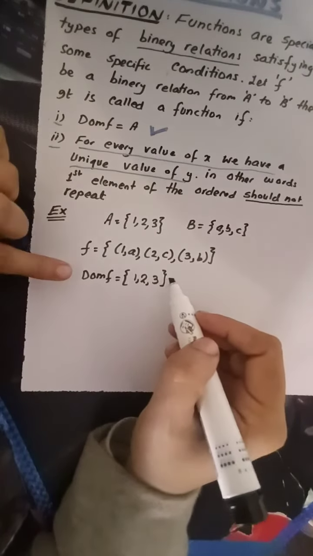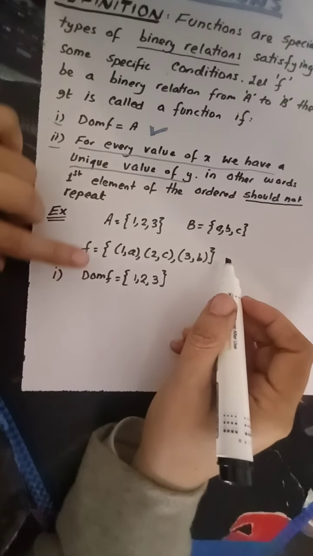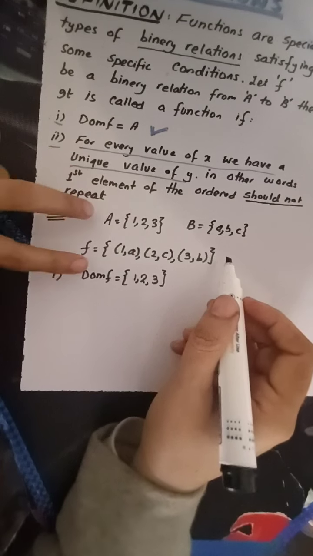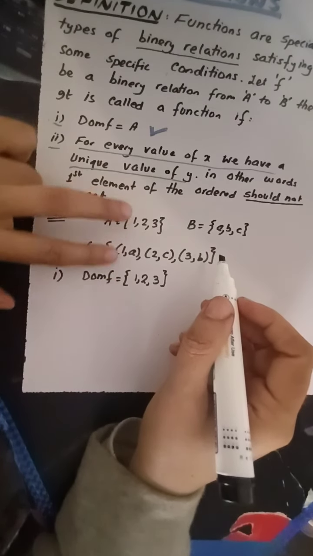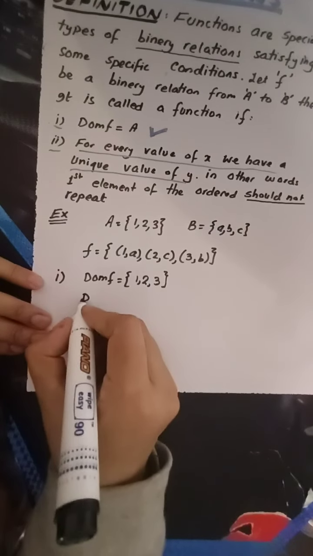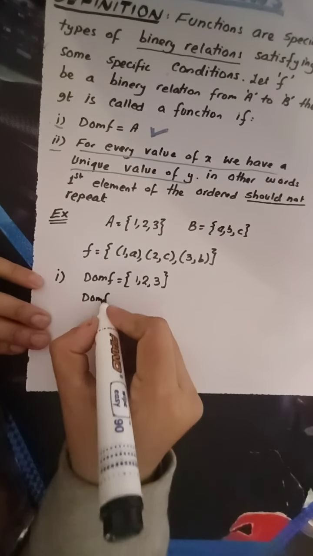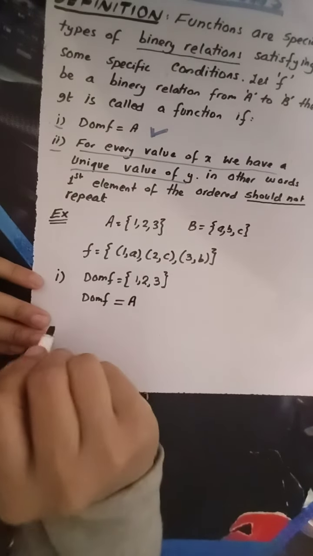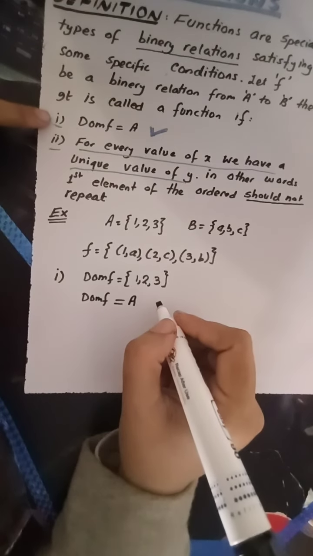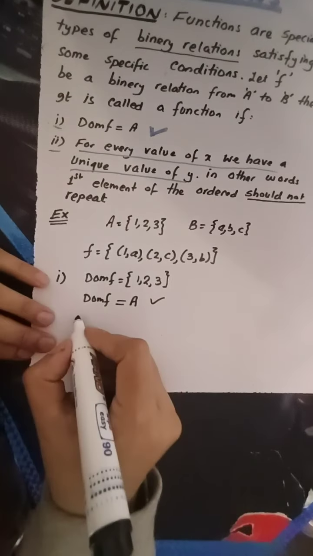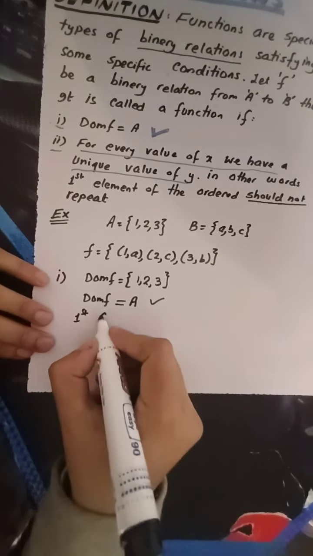Now the next step is to compare this domain of the binary relation with the set A. If you compare both these sets, they are exactly equal. It means I can write that the domain of the binary relation that we obtain is equal to the set A. So it means that the first condition is satisfied. Okay, the first condition of the function is satisfied.